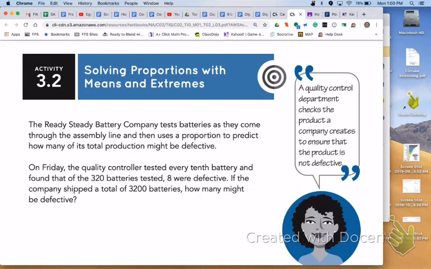Let's look at the bottom of page 73, activity 3.2, solving proportions with means and extremes. The Ready Steady Battery Company tests batteries as they come through the assembly line and then uses a proportion to predict how many of its total production might be defective. On Friday, the quality controller tested every 10th battery and found that of the 320 batteries tested, 8 were defective. If the company shipped a total of 3,200 batteries, how many might be defective?